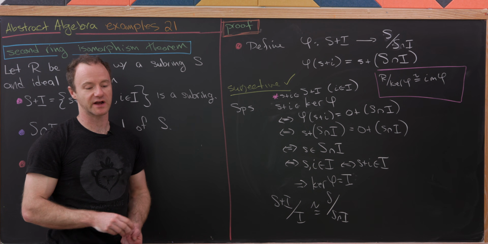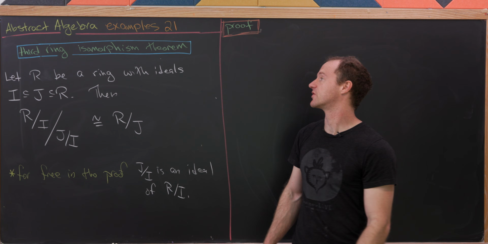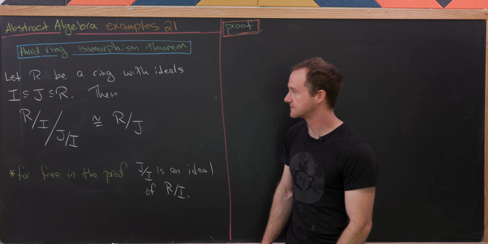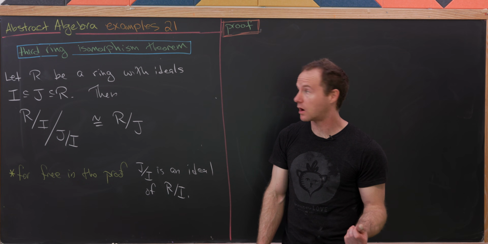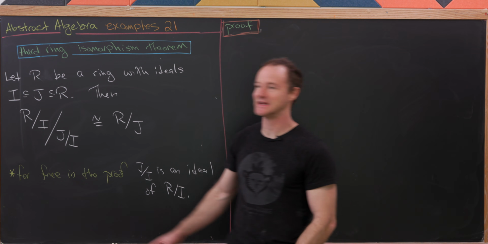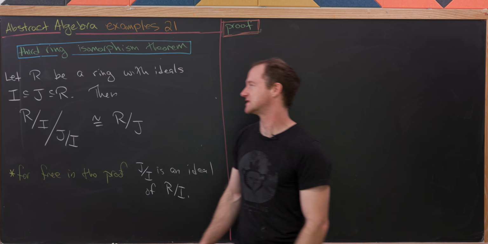Now let's look at the third isomorphism theorem. We'll move on to the third isomorphism theorem of rings. So let's say we have a ring R, and we have these nested ideals, I is inside of J, which is inside of R.